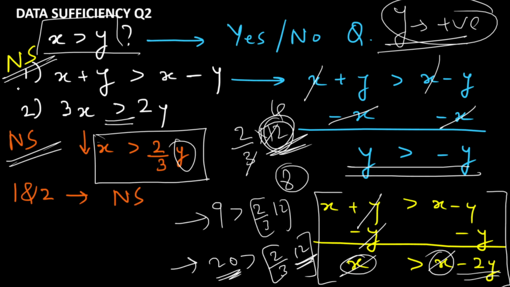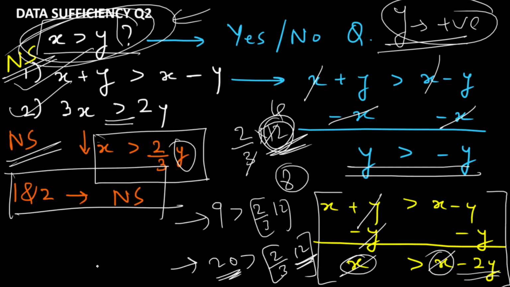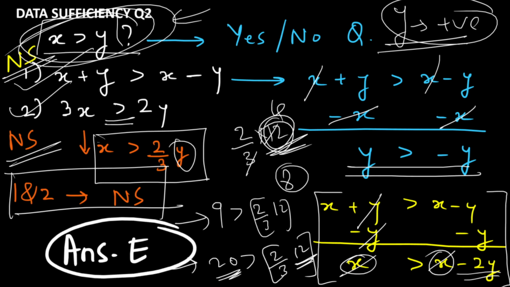You just know that y is a positive value, and from statement 2 you know that x is greater than 2 by 3y, but you cannot establish whether x is greater than y or not. You're not getting any extra information which can solve this question over here. Therefore, statements 1 and 2 together are also not sufficient, and the answer to this question is option E. That is, statements 1 and 2 together are not sufficient.